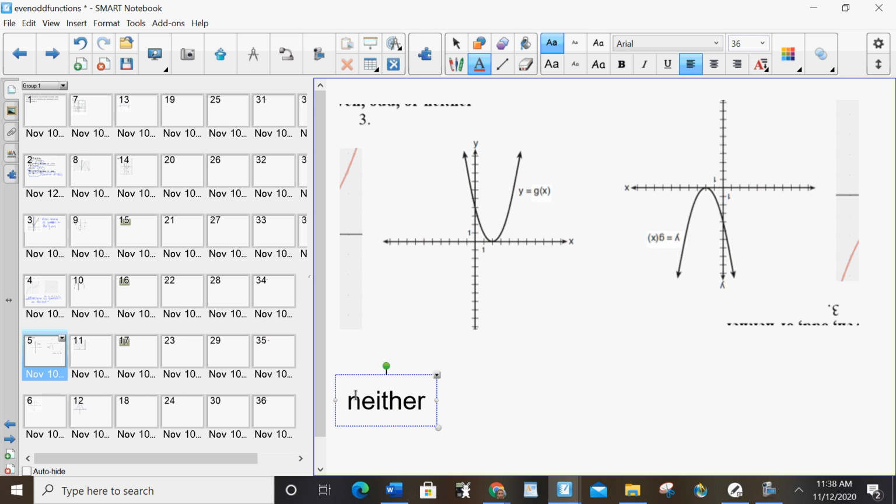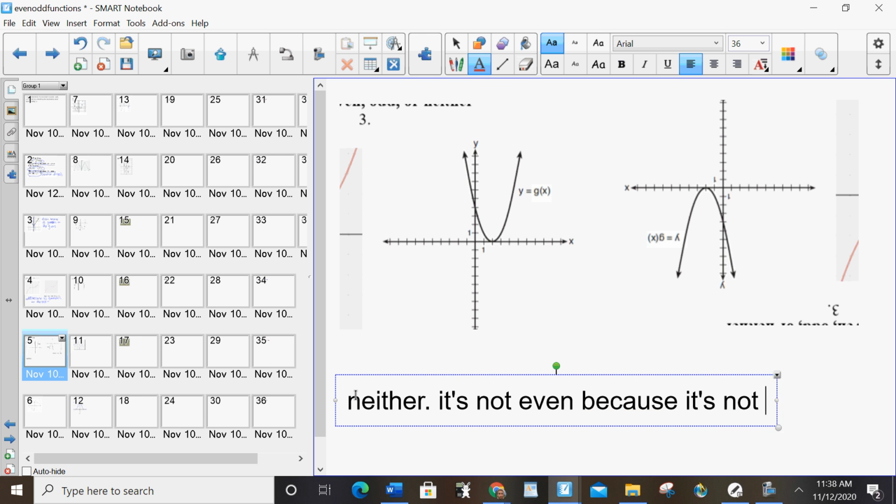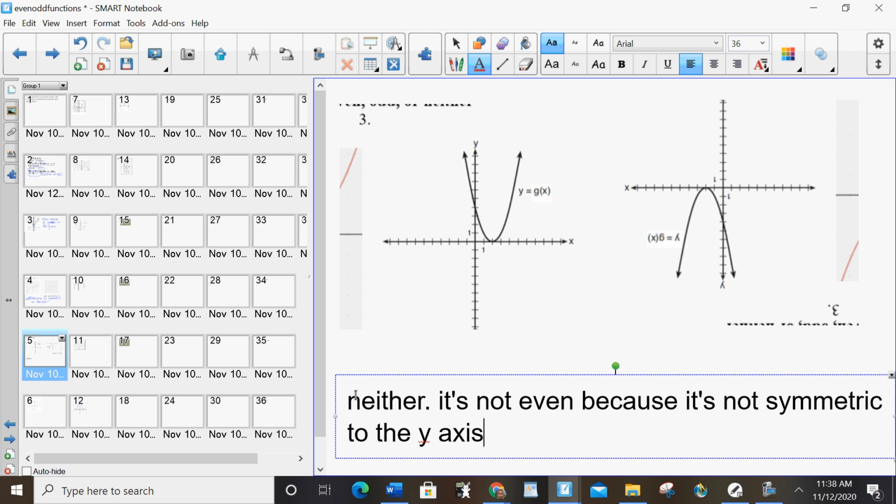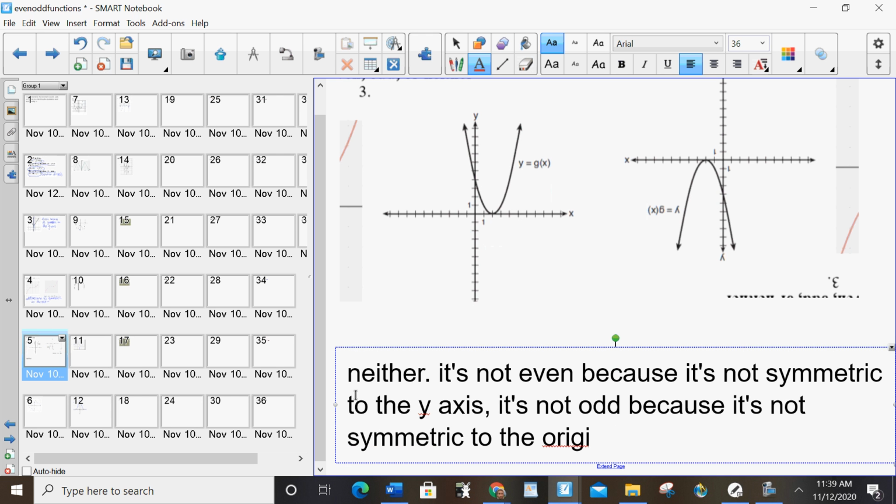Writing neither is fine. I mean, if you want a full explanation, neither. It's not even because it's not symmetric to the y-axis. It's not odd because it's not symmetric to the origin. The explanation more comes into play if you're explaining why it's even or odd, but it's neither because it's not symmetric to the y-axis. It's not symmetric to the origin.